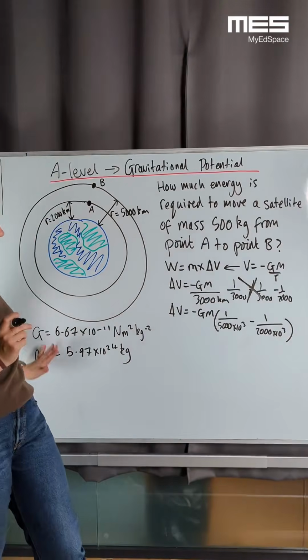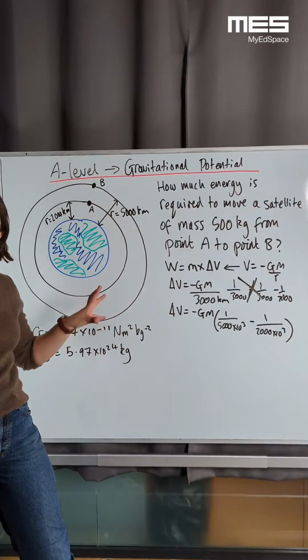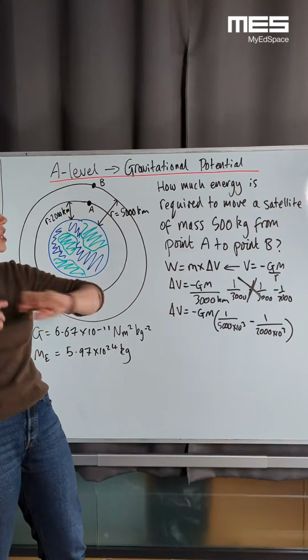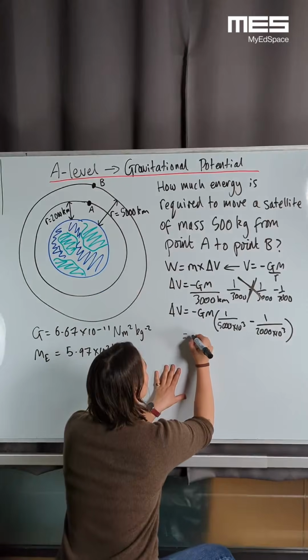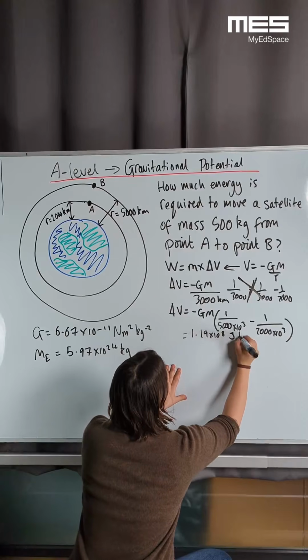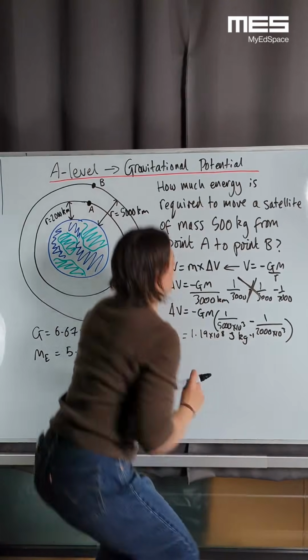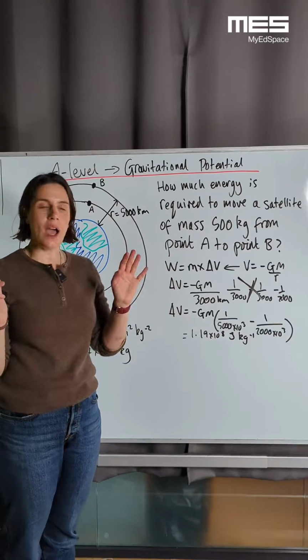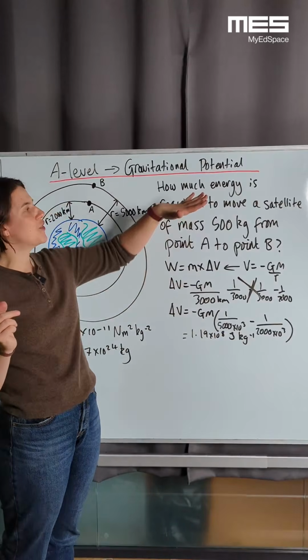You've got your constants written down here for you if you want to try it out on your own in your calculator, but I can tell you, if you pop all your numbers in, you get an answer of 1.19 times 10 to the 8 joules per kilogram.